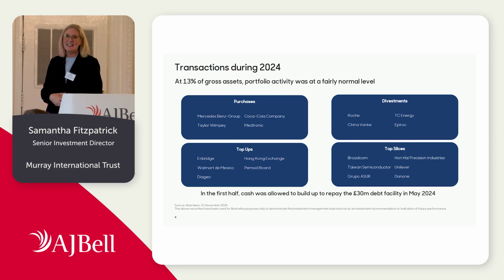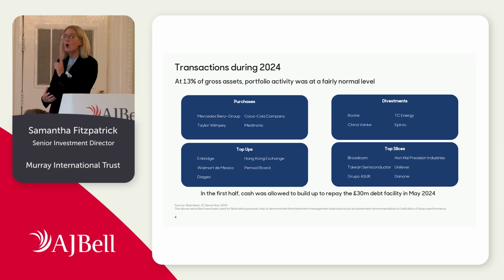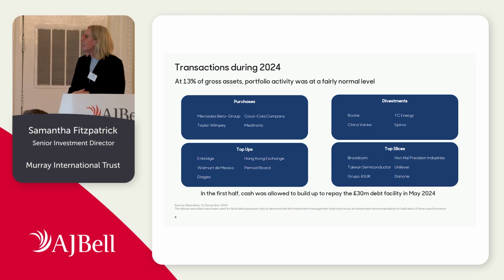Top slices, you'll see tech names appearing there. We have a maximum of 5% in any one position. So it means that it forces you to be disciplined. It forces you to take profits rather than getting too carried away with any one individual name. So Broadcom and TSMC and Hon Hai Precision, which has been caught up in the AI story now, were part of those 5% cuts.